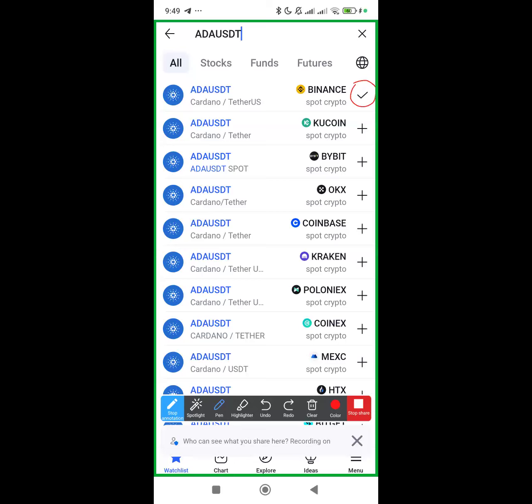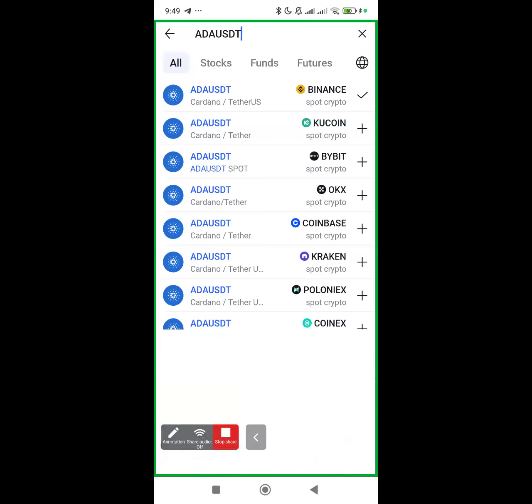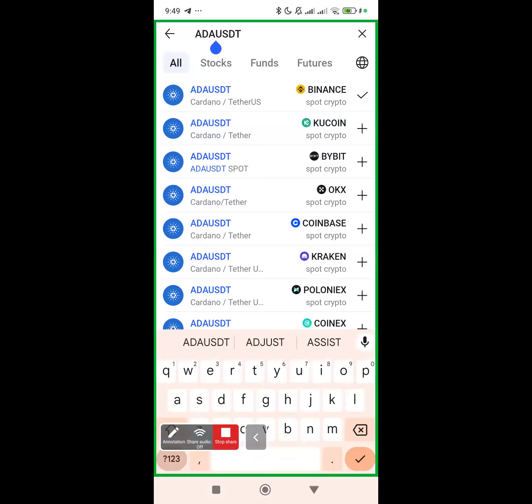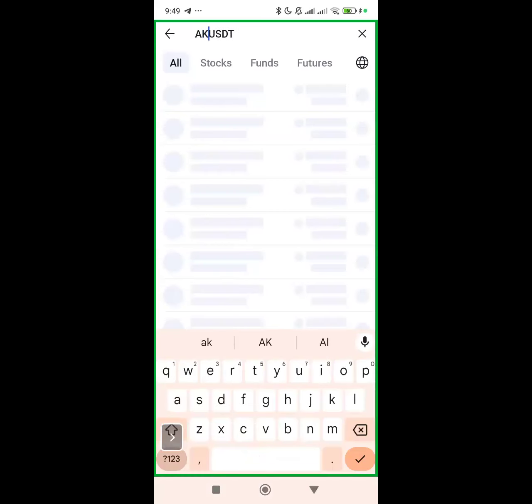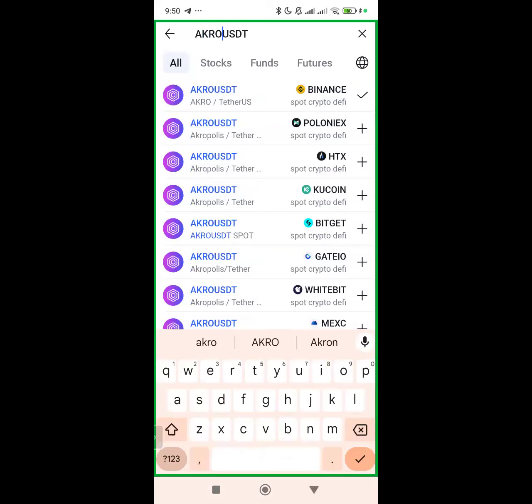Then we move on to the next. What is the next? The next is Acro. You search for Acro again, the same process, and wait for the result. You can see the first one is the right one to add. So this is the process you do to add all the 25 coins, one after the other. Ensure you don't add the wrong one. Please make sure you are adding USDT, like I said.